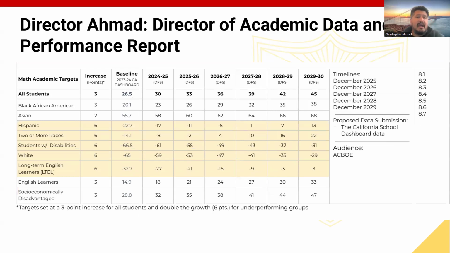As we continue to math, we can see that the same subgroups are struggling, as we calculated their baselines off of last year's performance. So we're once again putting more emphasis on these struggling subgroups to succeed by having a 6 point increase per year for these subgroups.